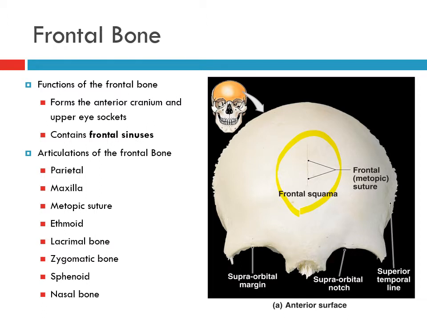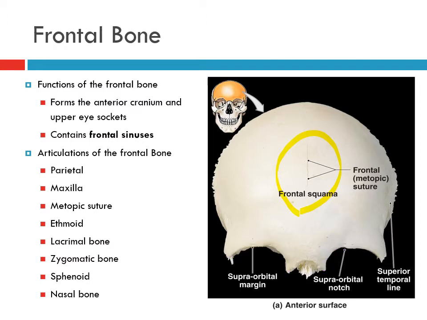The frontal bone articulates with the parietal bone at the coronal suture, and it also articulates with multiple other bones: the maxilla, the ethmoid, the lacrimal bone, the zygomatic bone, the sphenoid, and the nasal bones. Some other things that I would like you to know about the frontal bone are the supraorbital margin. That is this margin along the top of the eye socket, which is also called the orbit. That helps to protect the eye.